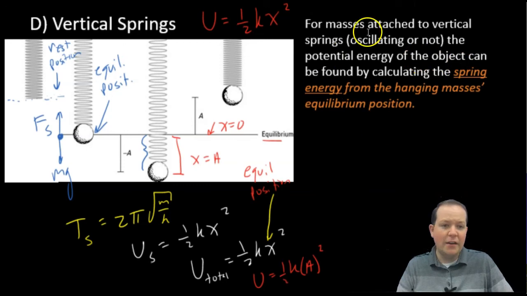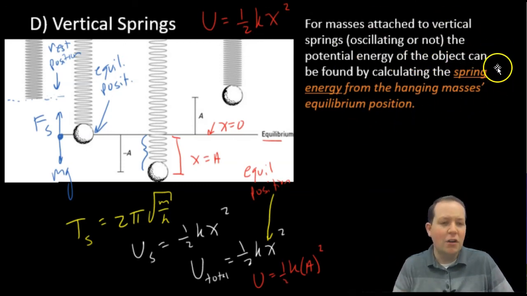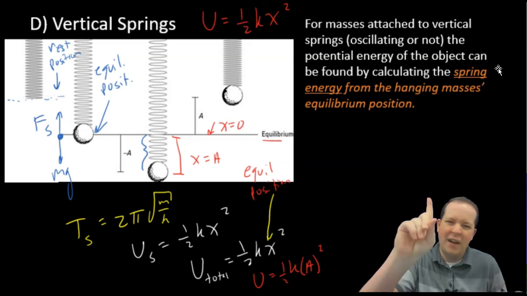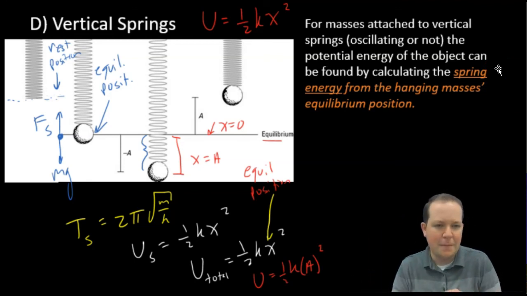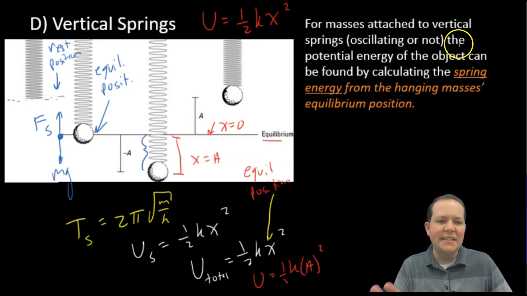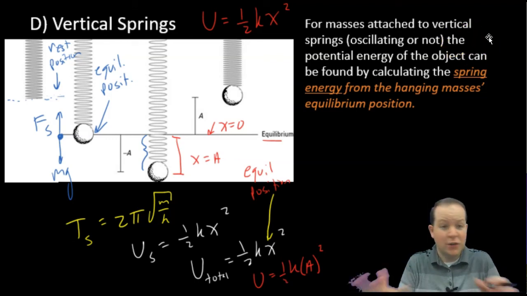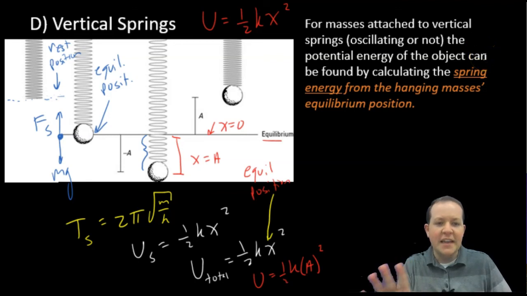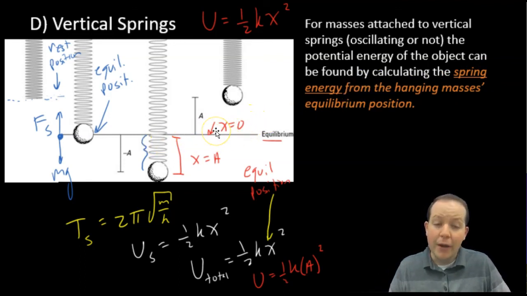Now, right here, I'm just going to delete this so you have it. I would write this down in your notes because this is an important thing, and to be honest, an important thing to review because I often see this appear, maybe one time, not often, but one time appear on the AP exam. Okay? For masses attached to vertical springs, whether it's oscillating or not, the potential energy of the object can be found just by calculating the spring energy from the hanging mass relative to the equilibrium position, okay? Relative to the equilibrium position.